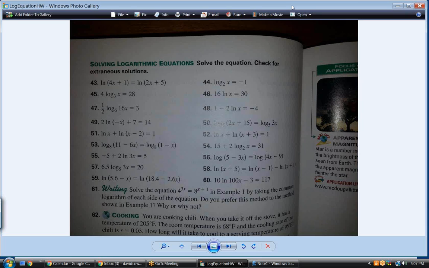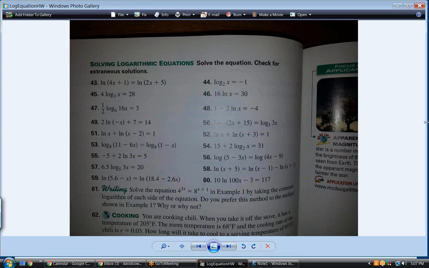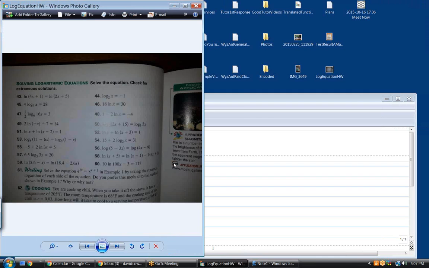Um, 58 and 59. Okay, let's have a look. Or 57 and 59. I apologize. I'm sorry, what? 57 and 59. 57 and 59? Okay. Yeah.